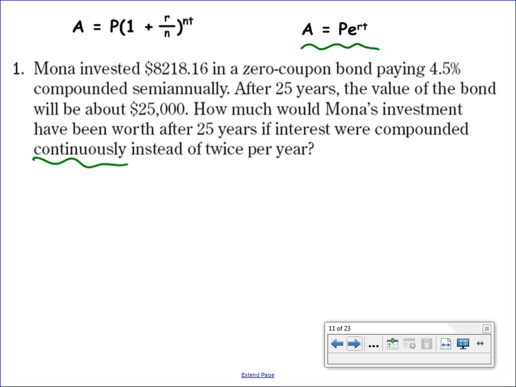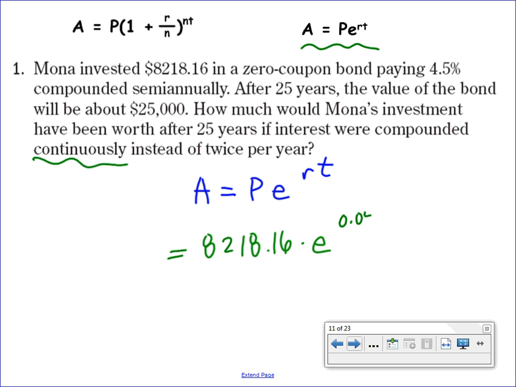So let's go ahead and evaluate this formula. A equals principal investment P times E, the number E, about 2.71828, raised to the RT. For the specific principal investment, $8,218.16 times E to the, and my interest rate as a decimal, 4.5% is going to be 0.045, and then times my term of the investment, which was 25 years.